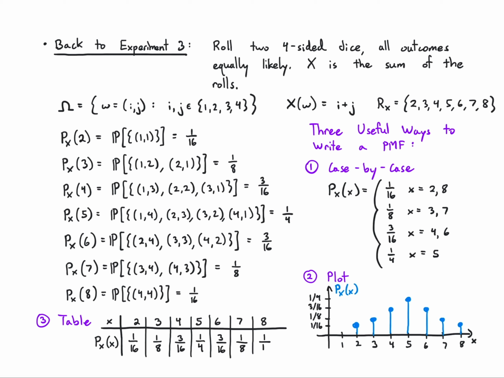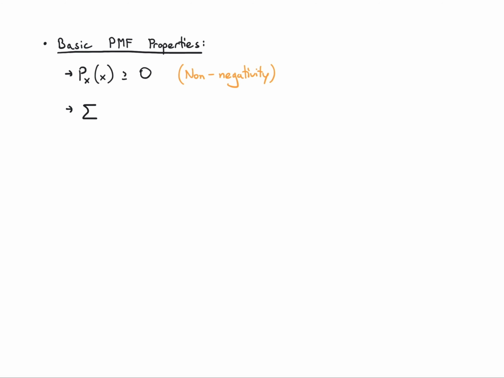Okay, so let's talk about some basic PMF properties. These come from the basic probability axioms. One of them is non-negativity, so the PMF cannot be negative. The other one is normalization, so the PMF has to sum to 1 if I sum up over the range.